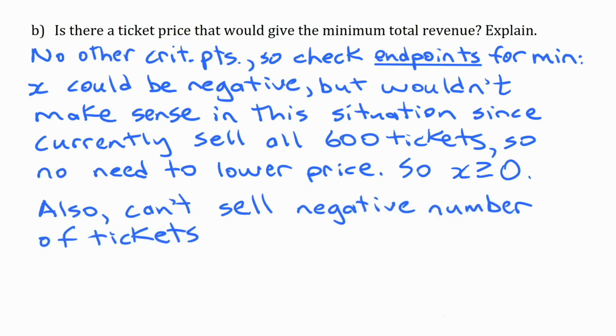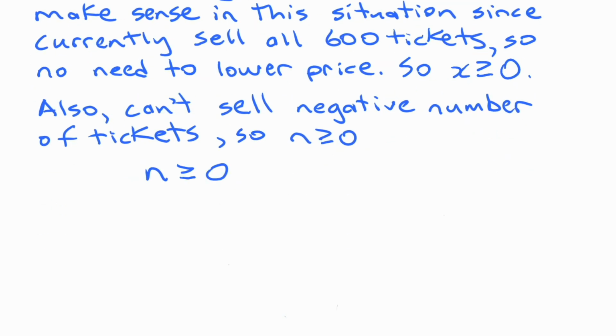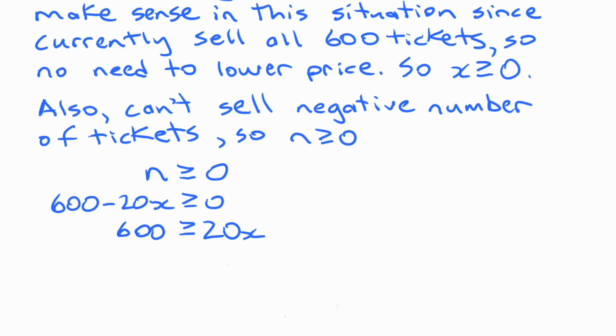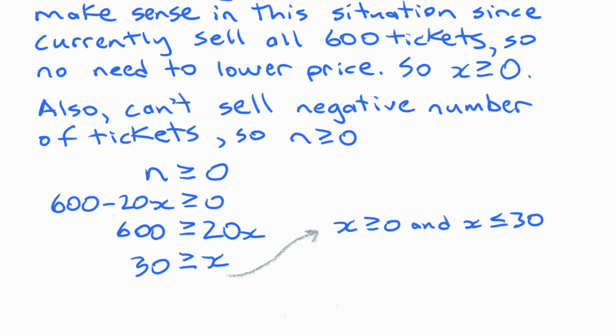And so what that means is our variable n has to be greater than or equal to 0. So if we say n is greater than or equal to 0, and then we replace this with how it's related to x, 600 minus 2x has to be greater than or equal to 0. And so 600 has to be greater than or equal to 20x, which means x is less than or equal to 30. So if we combine those two things together, we've got x is greater than or equal to 0 and x is less than or equal to 30. So those are the two boundaries on the values of x here.